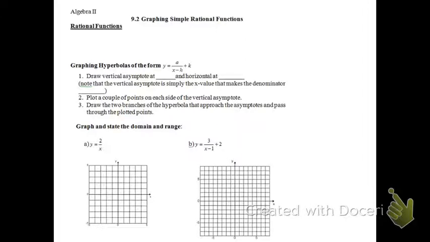In this video, we're going to introduce you to how to graph some simple rational functions. Now, in general, a rational function is something of the form f of x equals p of x over q of x, where p of x is just any polynomial, and so is q of x. So you just have some fraction, right? Some rational expression to create your function.